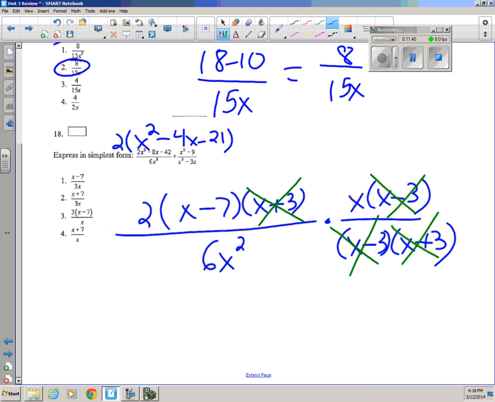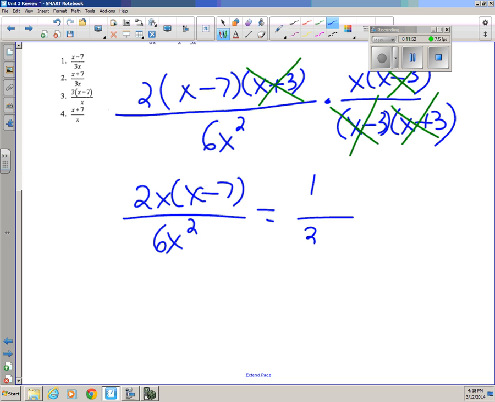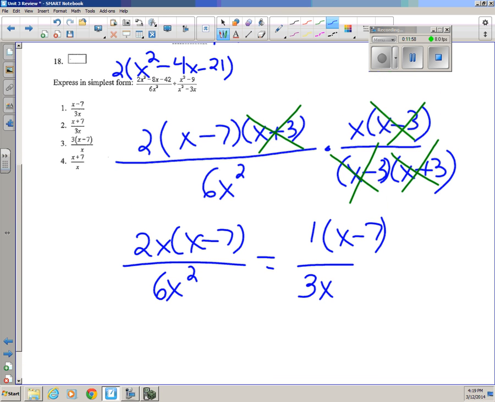This I think was a quiz question before. I'm pretty sure this was on somebody's 5-minute quiz. Numerator becomes 2x over x minus 7. Denominator becomes 6x squared. Well, 2 out of 6 is 1/3. More x's on the bottom with an x minus 7 up top. That looks like it would be choice number 1 because the 1 is almost irrelevant. So on the top, x minus 7. On the bottom, 3x.